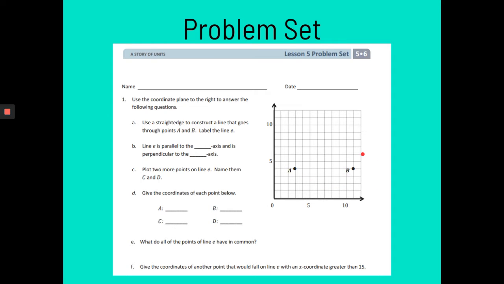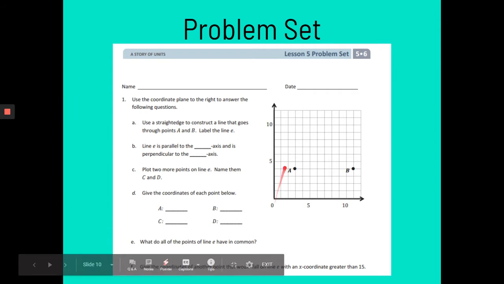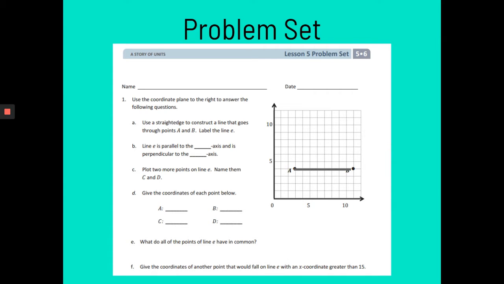All right. So it says use a straight edge to construct a line that goes through points A and B and label the line E. You don't necessarily need a straight edge, but just connect A and B using a line. Pretty simple, pretty easy. The name of this line is E. I didn't label it because I didn't want to put too many figures on this grid. I just wanted to keep it simple, but it's important for us to know that this line is named E. So when they say line E, they're talking about this line.